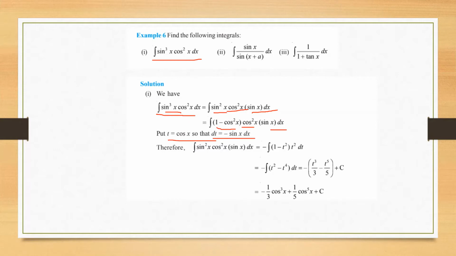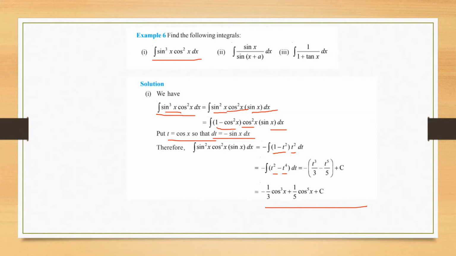So what happens, it is minus times, this is your sin square x, this becomes 1 minus t square. Okay, this is your t square, and this sin x dx will become minus dt, whose minus I have taken outside. Now open it, it becomes minus times t square minus t⁴ dt, and you know the integral of t square is t cube by 3, minus t⁵ by 5 plus c, and put the value of t, which was your cos x, and you will get the answer.